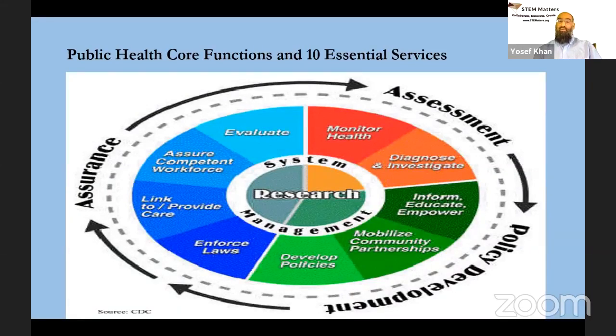We need to ensure that we have a competent workforce, that within the public health workforce, individuals know how to treat diseases, they know how to monitor, they know how to develop policies and get them implemented. And then lastly, we evaluate. We evaluate whether or not all of this has been working. And if it's not working, then we go back, and as a cycle, we again monitor the health, we again diagnose and investigate, and it continues and continues.